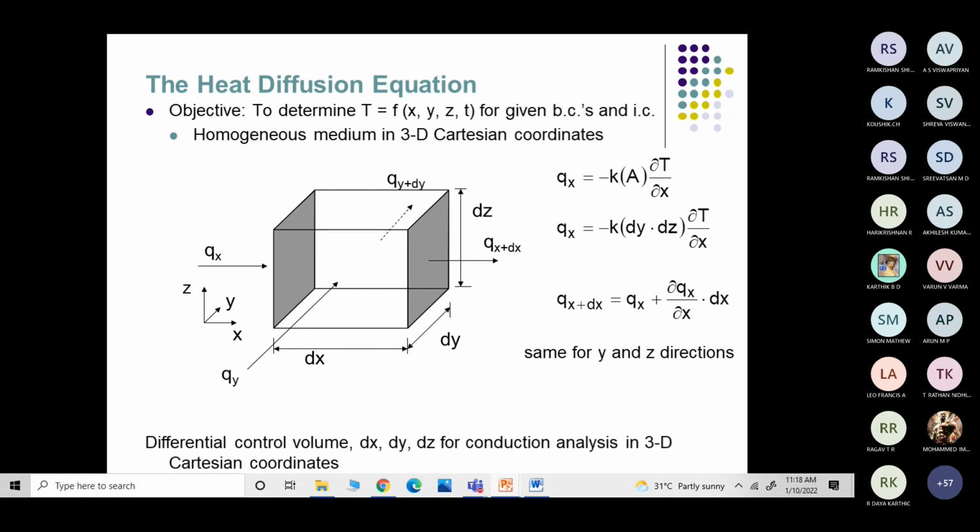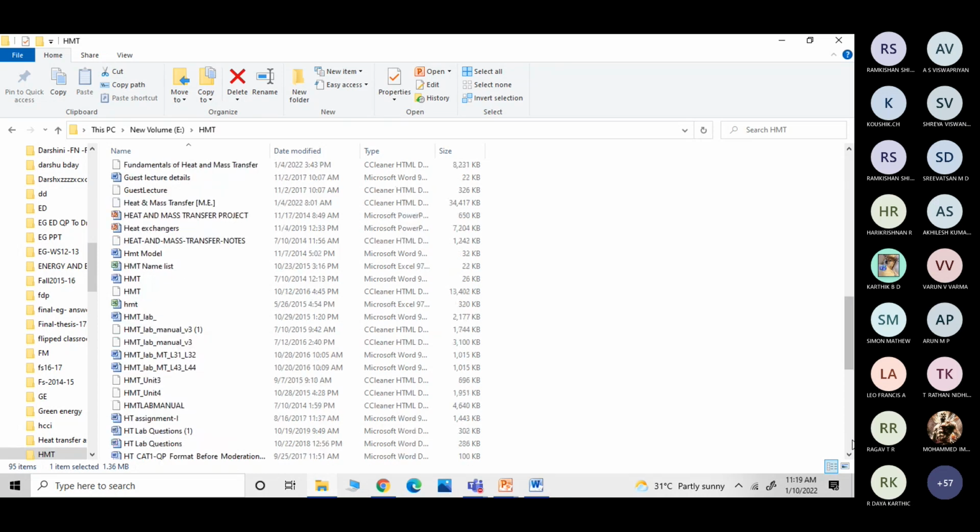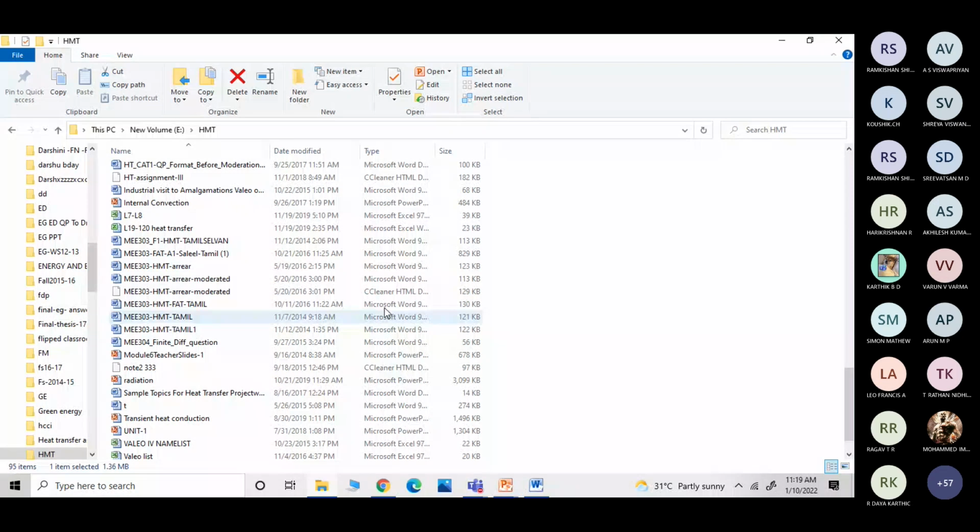We know that this particular heat diffusion equation is obtained from the basic first law of thermodynamics. From the first law of thermodynamics, we know that Q minus W equals del U. What is Q? What is W? What is del U? Anyone? So del U is the change in internal energy, sir.